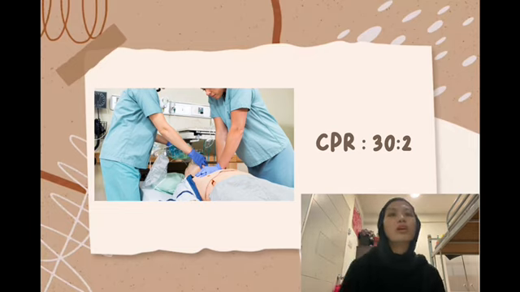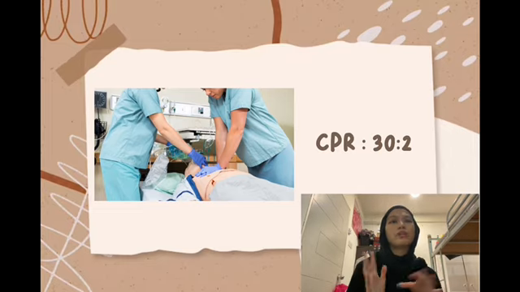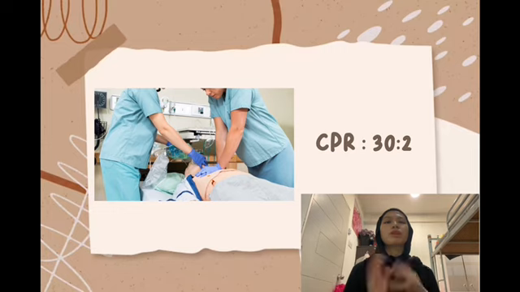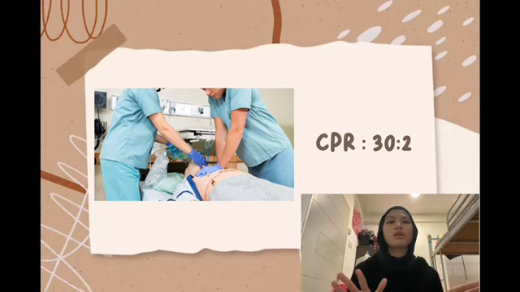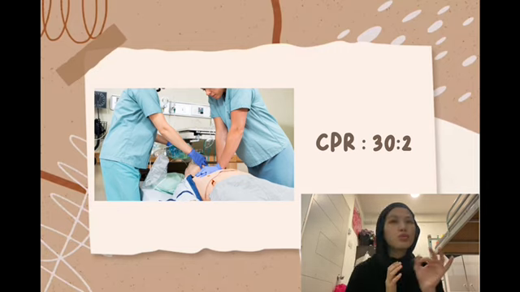And also basically the compression rate is at least 100 to 120 beats per minute, with a ratio of 30 to 2, which is 30 compressions accompanied with 2 airway breaths. So one CPR cycle is equivalent to 2 minutes. So the depth is at least 5 cm or 1/3 of the chest wall. Okay, so we have 5 cycles altogether, and one cycle, like I mentioned, is 2 minutes, comprising a 30 to 2 ratio of 30 compressions and also 2 airway breaths.